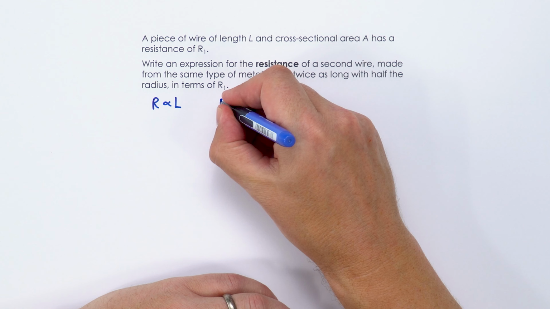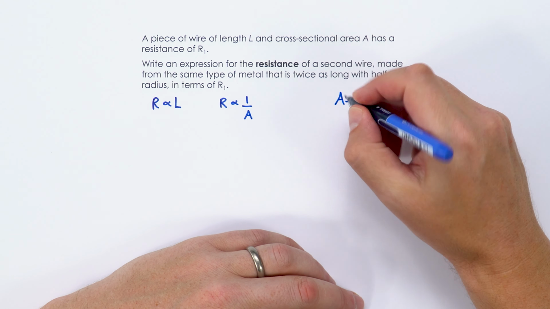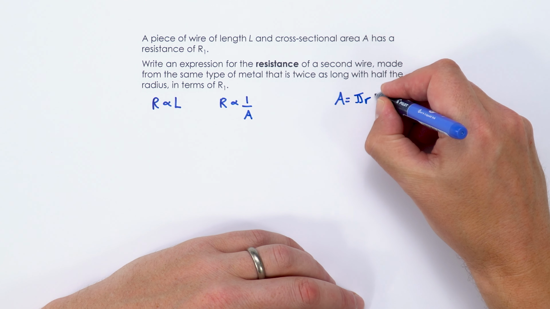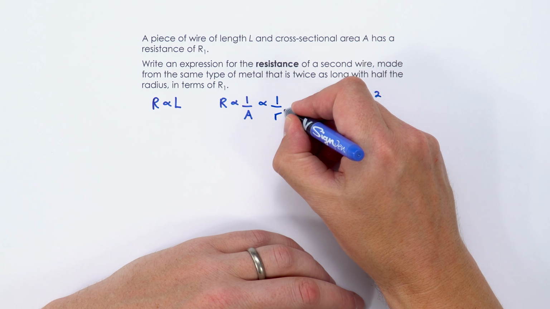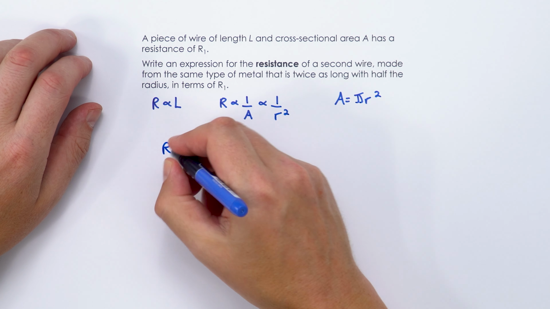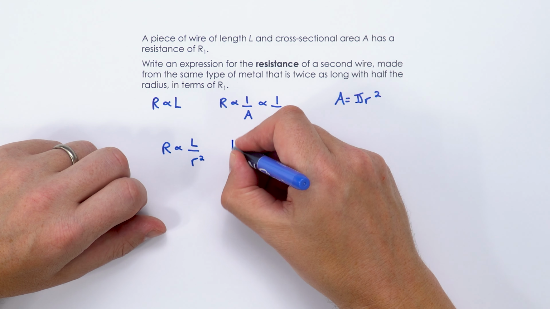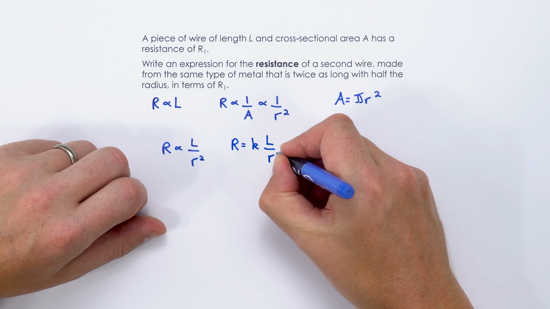But also, this resistance is going to be inversely proportional to the area of that wire. So if you've got a thicker wire, it's going to have a lower resistance. And of course we know that the area of a wire, provided it's circular in cross-section, is equal to pi r squared. So we can also then say that R is proportional to 1 over r squared. And we can then take these two equations and combine them to say that R is proportional to L over r squared. And of course we could also write this as R is equal to k L over r squared.